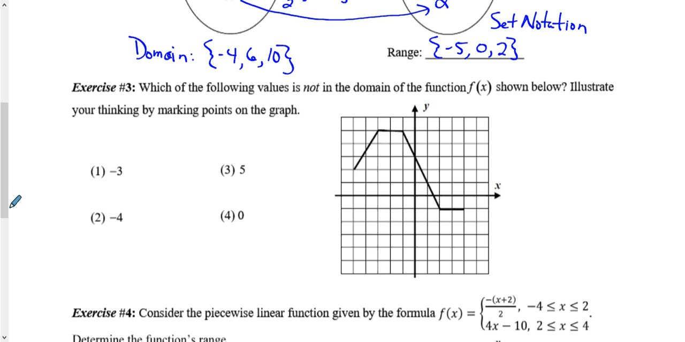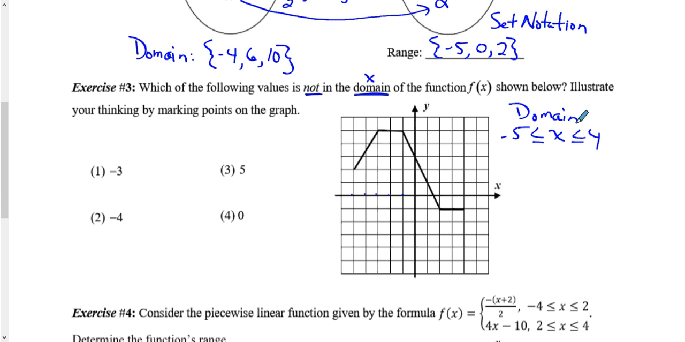Not in the domain. The x's of the function. So which one of these? So the x's, the domain, let's write down the domain. This one we can use an inequality, because it's continuous, as they say. It's not just individual ones, so it goes from what to what? So let's write that. Is it -5 less than or equal to x? 1, 2, 3, 4, 5. It goes out to 4, right? So that's our domain.